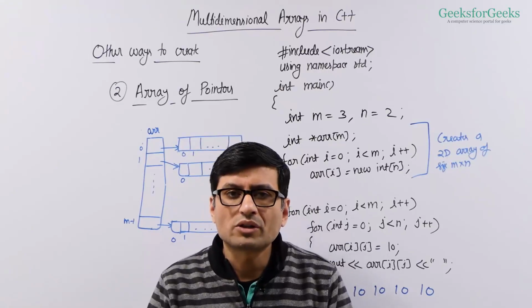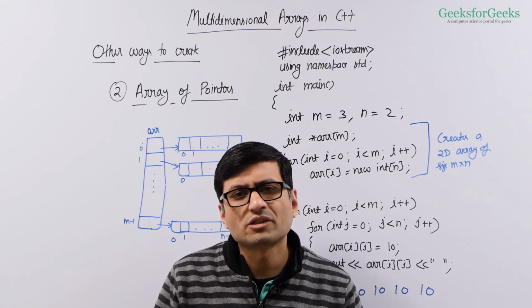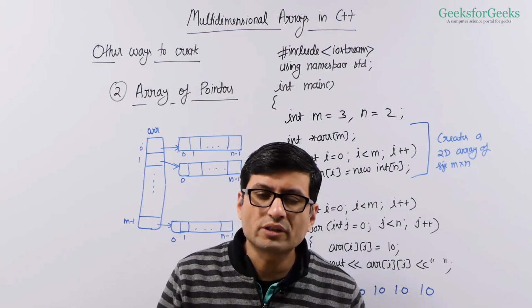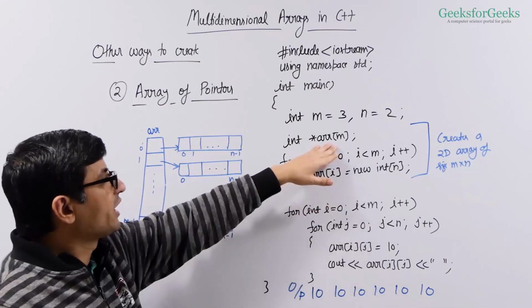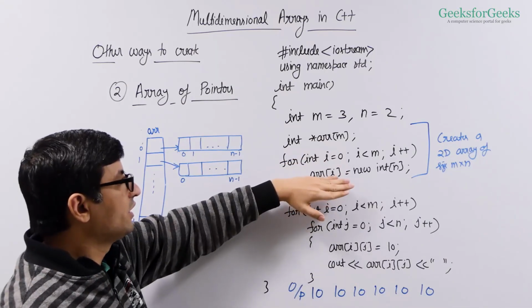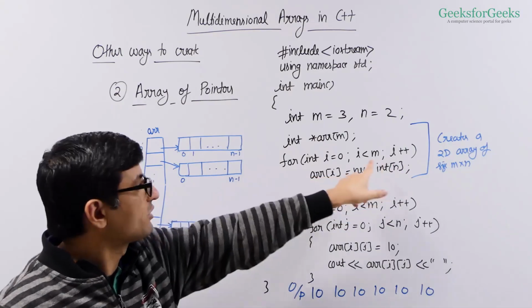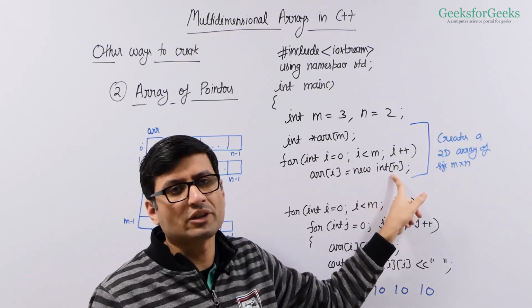Let us now talk about the second method for creating multidimensional arrays. This is very close to the previous method. We create an array of pointers instead of a double pointer, and the rest of the method is the same. So we create an array of pointers, then we individually allocate memory for individual rows. We traverse through all the rows, and for every row we dynamically allocate memory for that row.